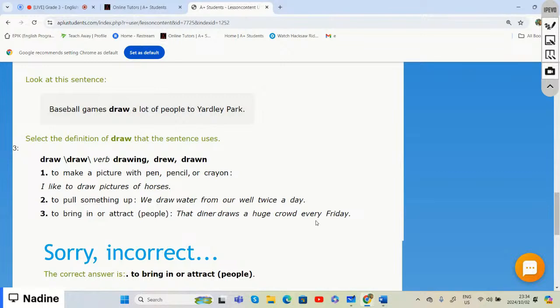All right, the next one is the word that is given, our entry word is draw. The entry word is draw.